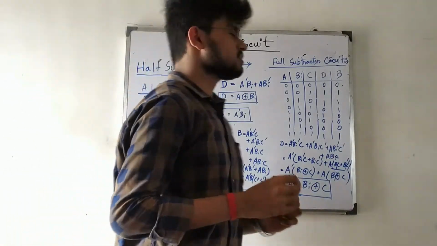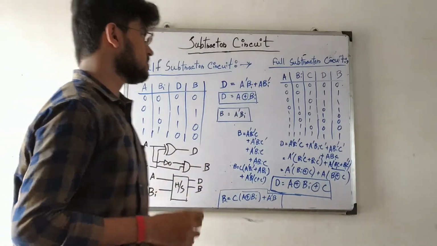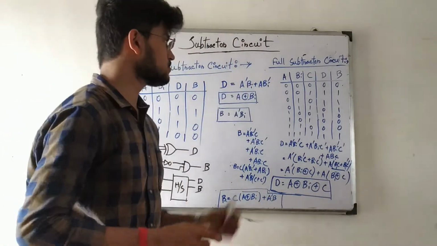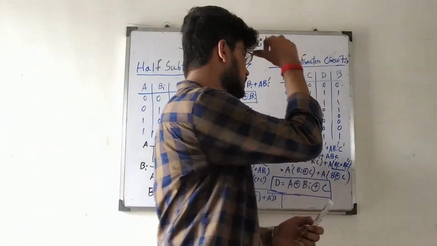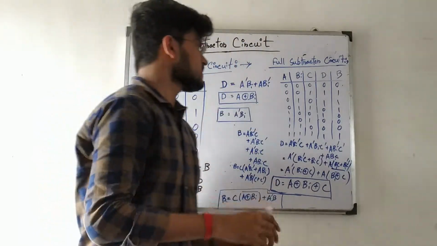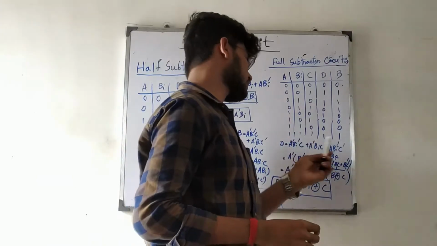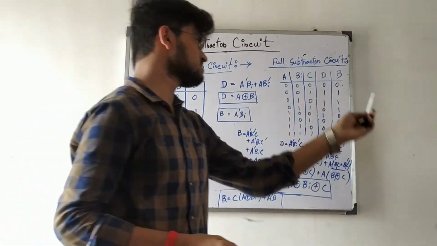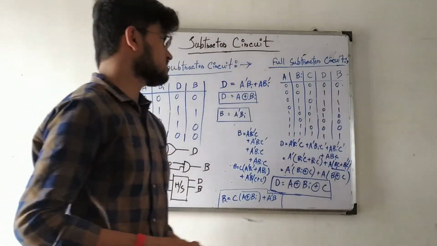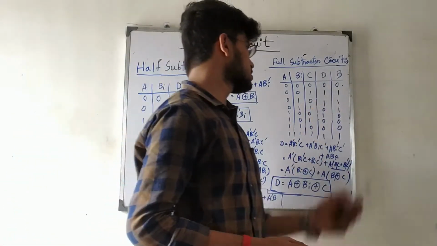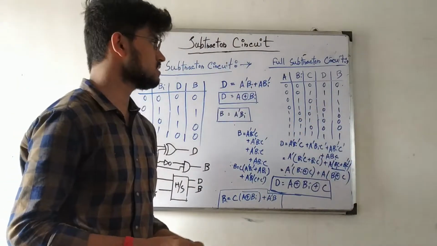Now we will see the full subtractor circuit. The full subtractor circuit basically performs the subtraction operation of 3 bit binary digits. So here these are the 3 inputs A, B, and C. So 8 combinations are possible, from 0, 0, 0 to 1, 1, 1, and these will be the difference and borrow as per the subtraction operation. We will see the truth table of the full subtractor circuit. This is difference and borrow.